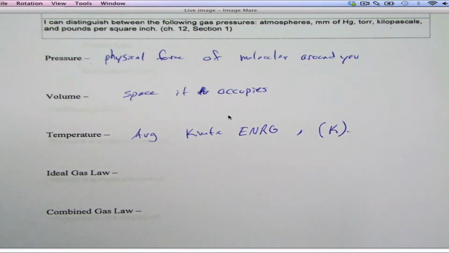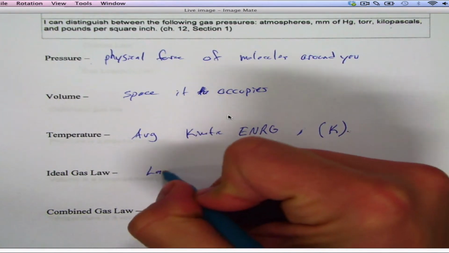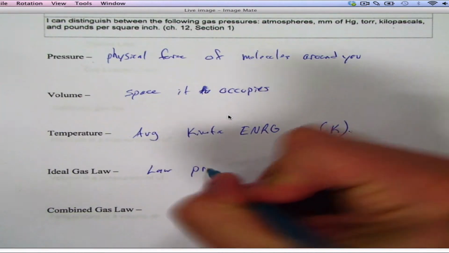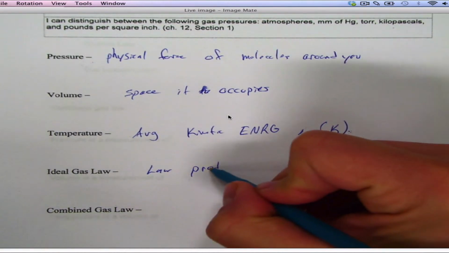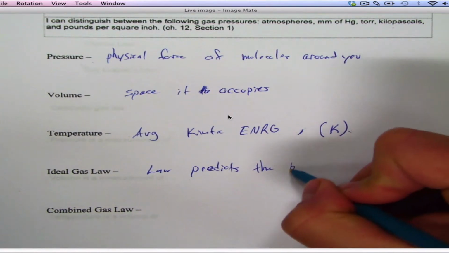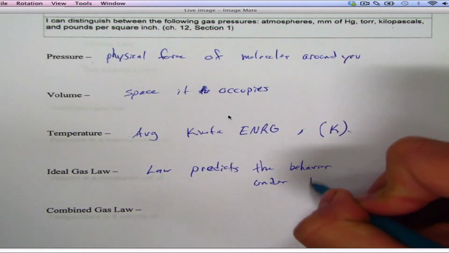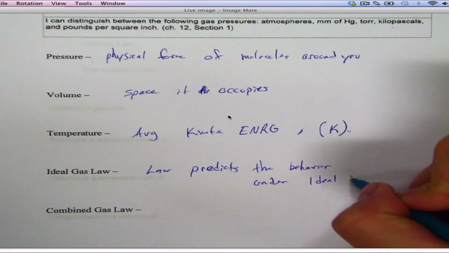The two laws we're going to deal with the most are the ideal gas law and the combined gas law. The ideal gas law is under ideal situations, all right? In other words, like standard temperature and pressure. So it's basically a law that predicts the behavior under ideal conditions.